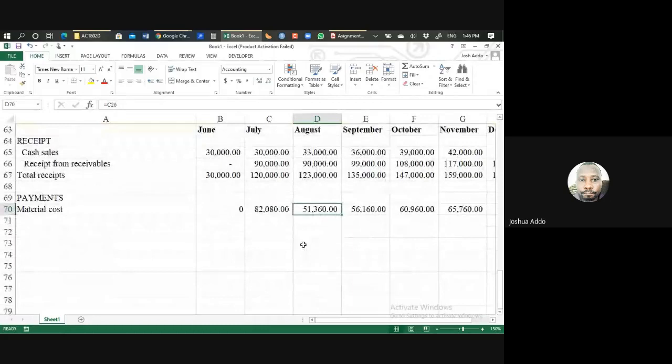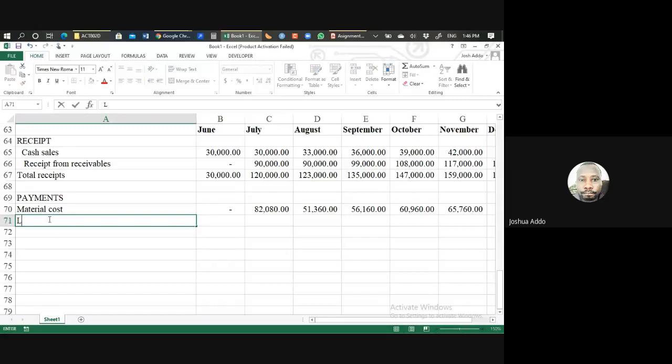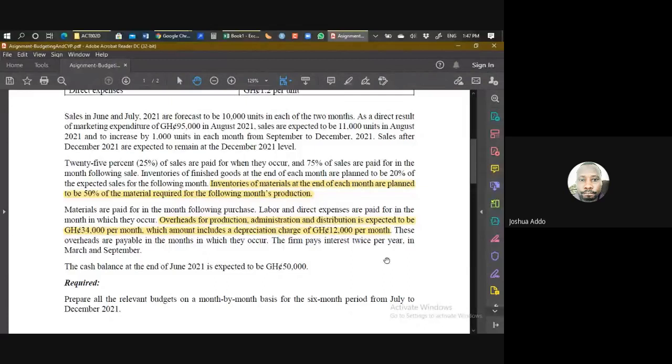Then let's look at the other costs. We have labor costs. We have already prepared the quantum of the labor cost, but let's look at if there is anything about the timing of payment of the labor cost. Labor and indirect expenses are paid for in the month in which they occur. So they are paid for in the same month. So we just go and do that. It's not difficult. It's about amount and timing.